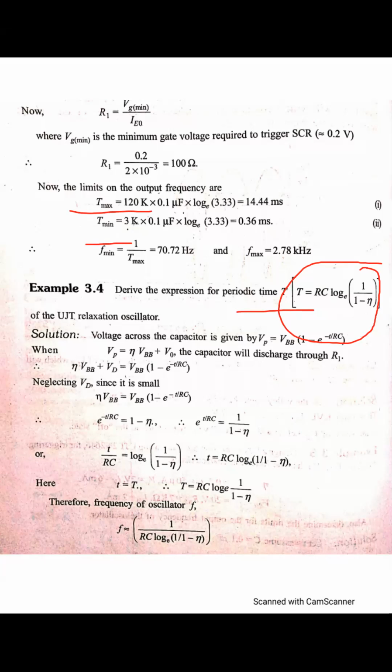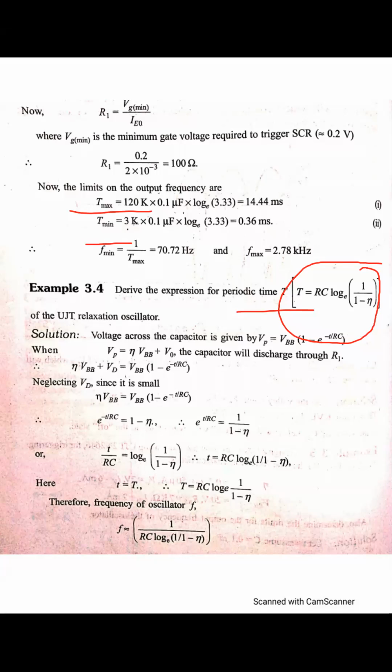Then T is equal to 1 by F, or F is equal to 1 by T. So we take the reciprocal of the time to calculate the frequency. F minimum is equal to 1 by T max, and F maximum is equal to 1 divided by T minimum. So we got the frequencies 70.72 hertz and 2.78 kilohertz, the relaxation oscillator frequency. Okay, so this is the way they are going to ask problems.